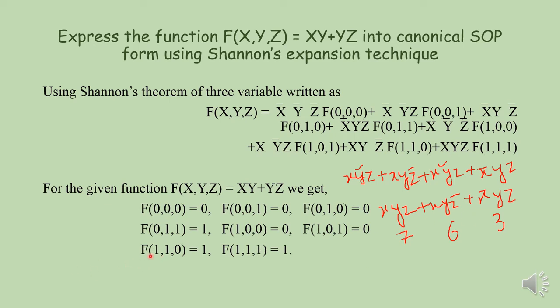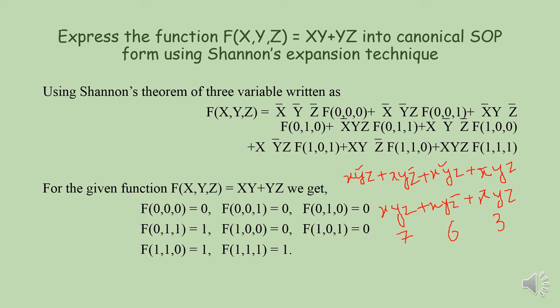Next, f 1 1 0. 1 1 0 means x y z bar. So x y z bar is present here, so we consider 1. f 1 1 1, that means x y z. This is also present in this expression, so here we consider 1. So this is the functional value of f.